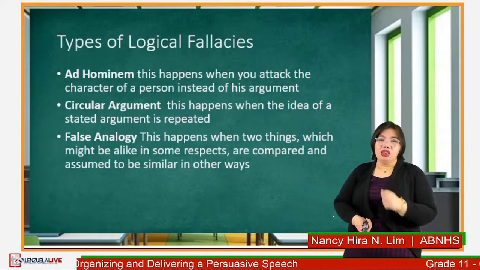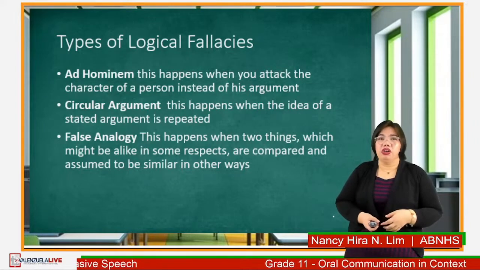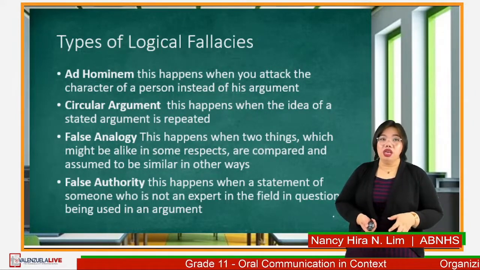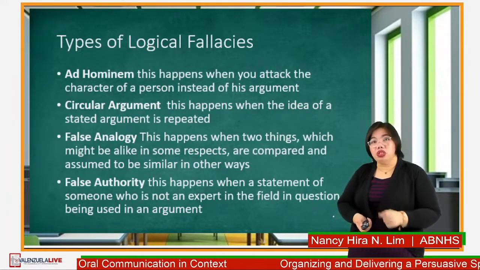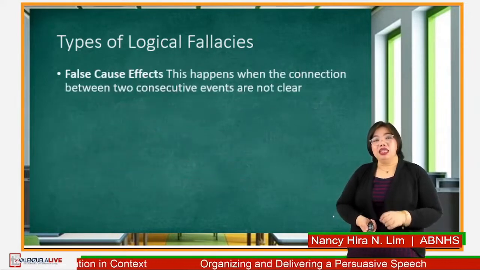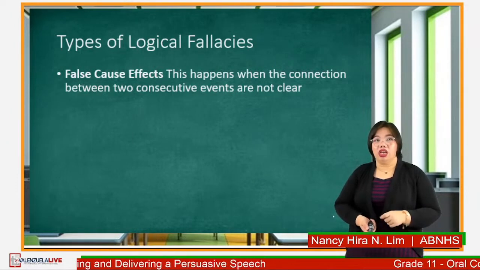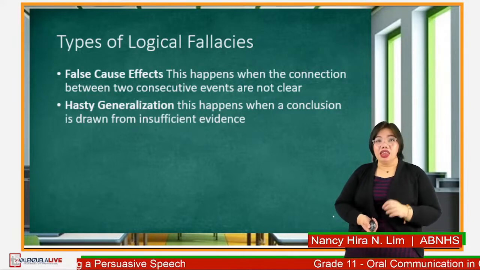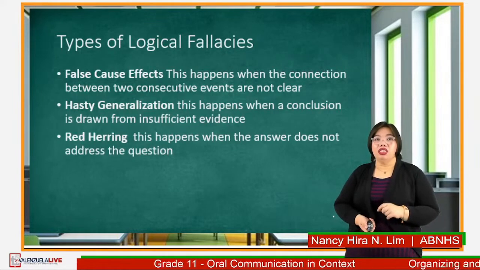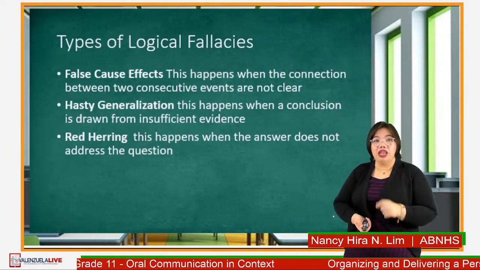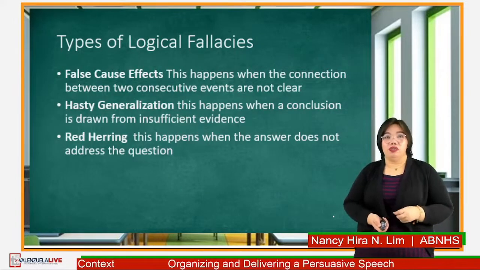False analogy. This happens when two things, which might be alike in some respects, are compared and assumed to be similar in other ways. False authority. This happens when a statement of someone who is not an expert in the field in question is being used in an argument. Next, false cause effects. This happens when the connection between two consecutive events is not clear. Hasty generalization. This happens when a conclusion is drawn from insufficient evidence. Red herring happens when the answer does not address the question. So make sure to avoid these logical fallacies in your persuasive speech.